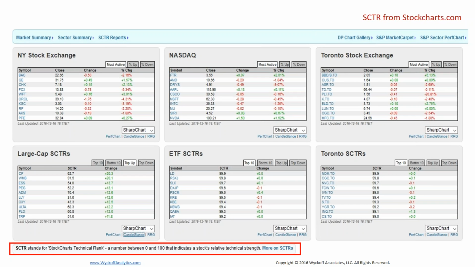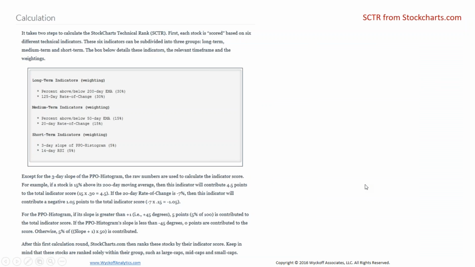I also like to look at scooters on StockCharts. And scooters actually is a fascinating ranking tool. I put here a definition for the scooters, how they look at this. And let's quickly look at the formula here. So they have long-term indicators, which define the stocks that are above the 200 moving average, so basically defining a long-term trend. So long-term trend up. And then a 125-day rate of change, the top 30.